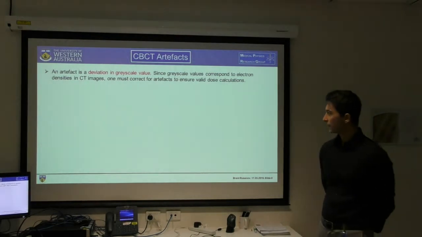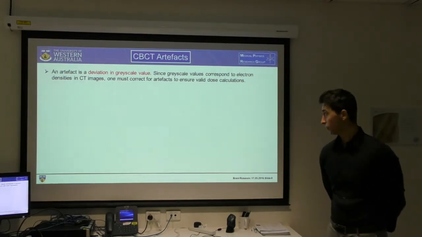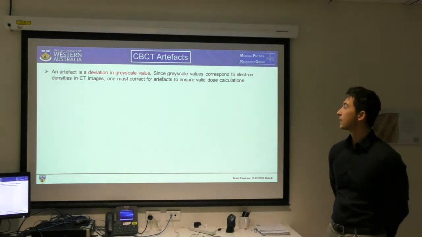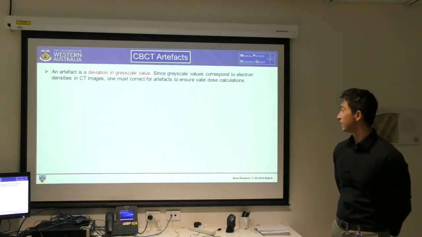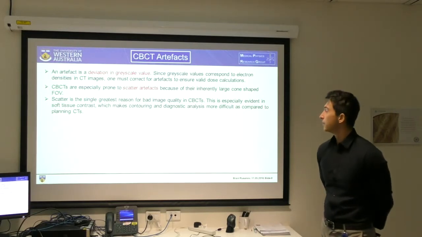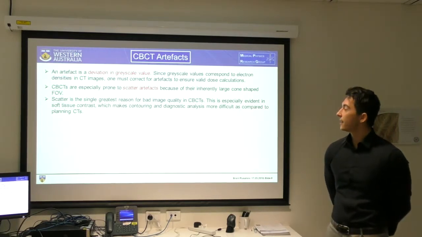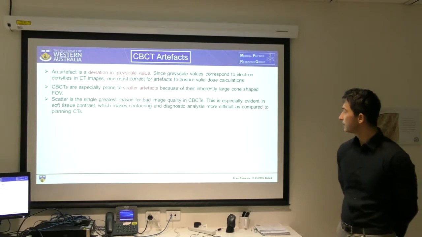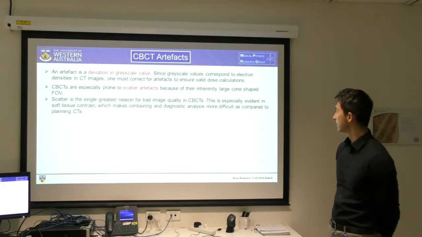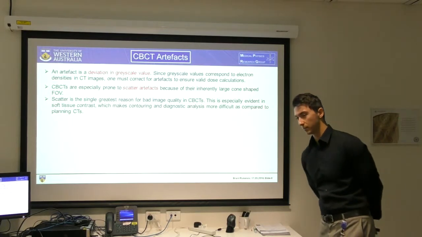Now I'll talk a little bit about the artifacts that plague CBCTs. An artifact is a deviation in grayscale value. Since grayscale values correspond to electron densities in CT images, and CBCT images of course, one must correct for artifacts to ensure that valid dose calculations are performed. CBCTs are especially prone to scatter artifacts because of their inherently large cone-shaped field of view, or cone-shaped beam. Scatter is the single greatest reason for bad image quality in CBCTs, and this is especially evident in soft tissue contrast, which makes contouring and diagnostic analysis more difficult as compared to planar CTs. So traditionally they're not at all used for diagnostic purposes.